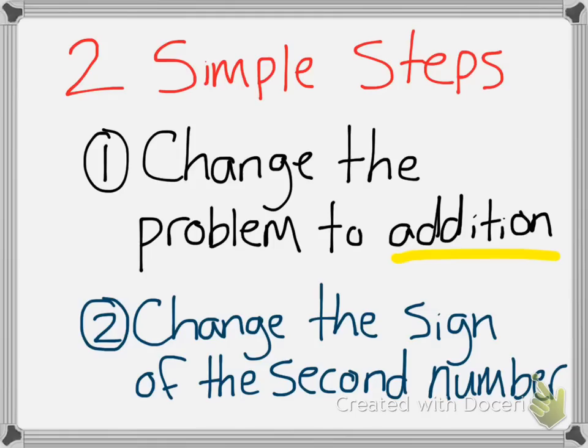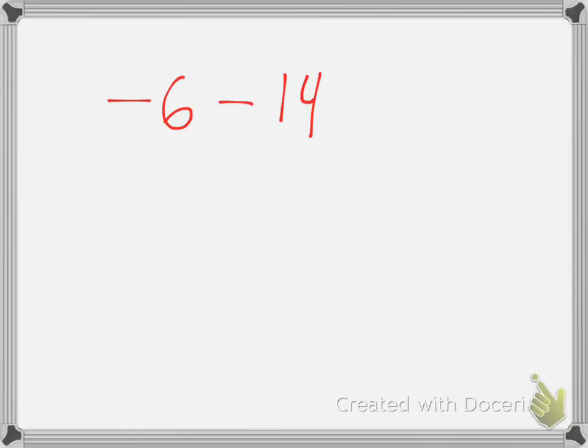Okay, let's try another problem now. Let's try negative 6 minus 14. Negative 6 minus 14. So I go back to my notes, and I look at the two simple steps: change the problem to addition and change the sign of the second number. So I'm going to change the problem to addition, negative 6 plus, and I'm going to change the sign of the second number. Now, the problem itself is really saying negative 6 minus positive 14. So I'm going to change that positive 14 into a negative 14.